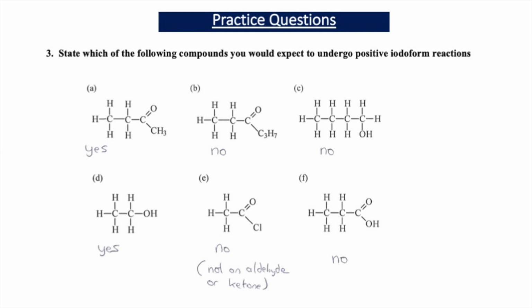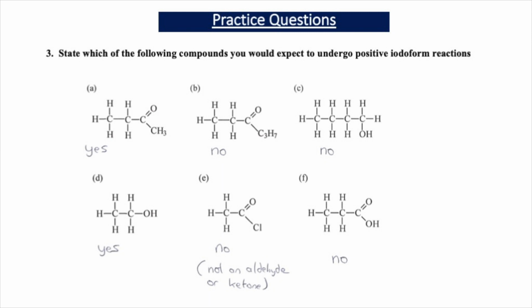If I look at compound B, I don't have a CH3 attached to a C double bond O, even though it's a ketone. And if I look at compound C, although it's a primary alcohol, I don't have a CH3 attached to the COH. So compound C doesn't give me a positive iodoform test. And if I look at compound D, I have a primary alcohol that has a CH3 attached to a COH, so that gives me a positive iodoform test.